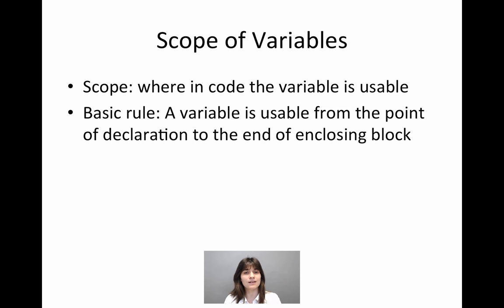And here is the basic rule that we need to follow. We can use a specific variable from the point of declaration until the end of the enclosing block. What do we mean enclosing block? You need to be thinking about the curly braces. For example, we are writing a method, and inside the method body we are declaring a variable. Where can we use that variable? We can use it from the line that we declared it until the end of the method. We will see specific examples in a little bit.